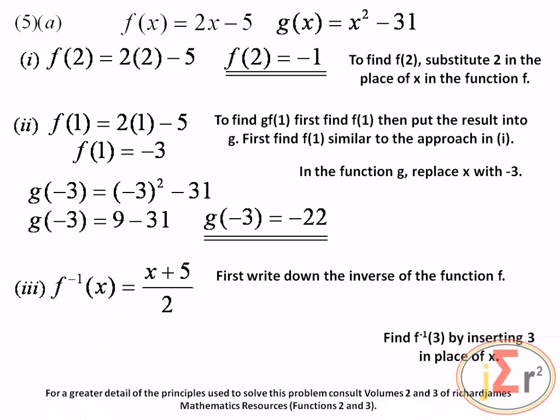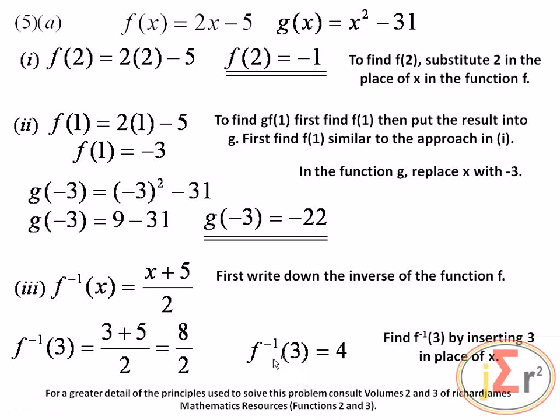So f inverse of negative 3 just requires that we put negative 3 into this expression that we have right here. Negative 3 plus 5 over 2, which is equal to 2 over 2, and that is equal to 1.